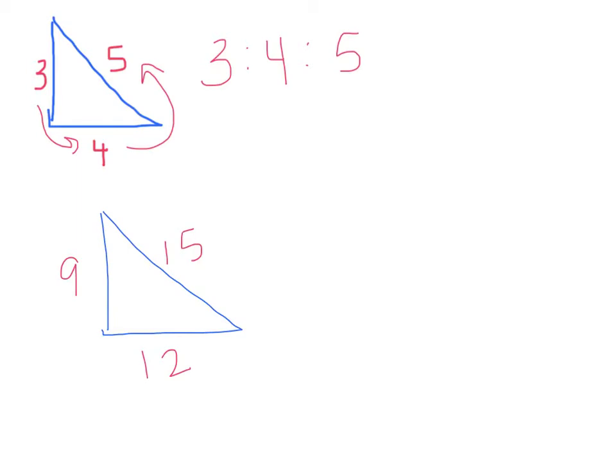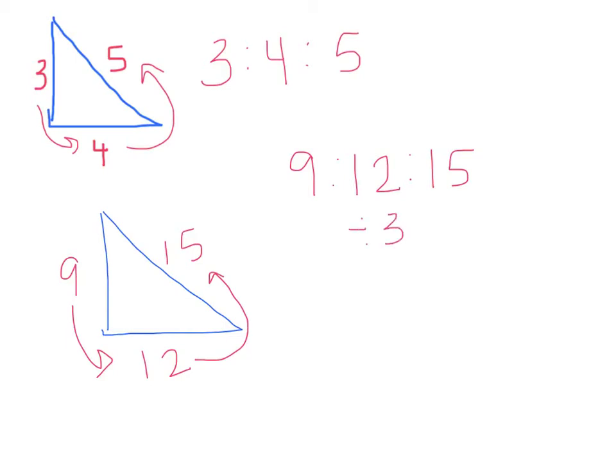So we're going to write it the same way. We're going to go 9 to 12, 12 to 15. So 9 to 12 to 15. And what we need to do is find its greatest common factor so that we can reduce all of these to the lowest term. And the greatest common factor is going to be 3. So we're going to divide all of these numbers by 3.